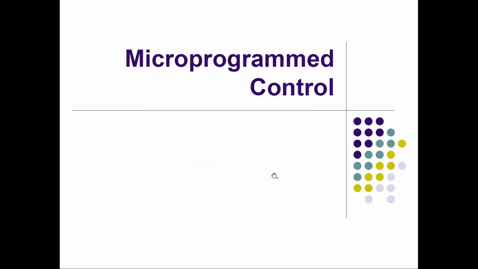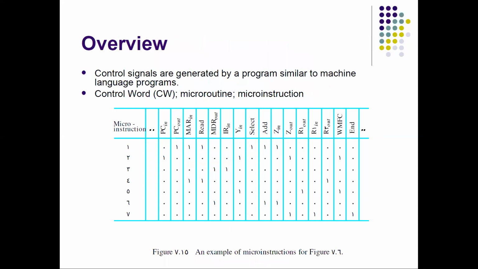As I told you earlier, one is hardware controlled, the second one is microprogram controlled. So how does microprogram control work? It is more flexible as compared to hardware control. The control signals are generated by a program similar to machine language programs. See here, these are the different micro instructions that are present in your system. All micro instructions that are possible in your system are put here: PC in, PC out, MAR in, read, all these control signals.